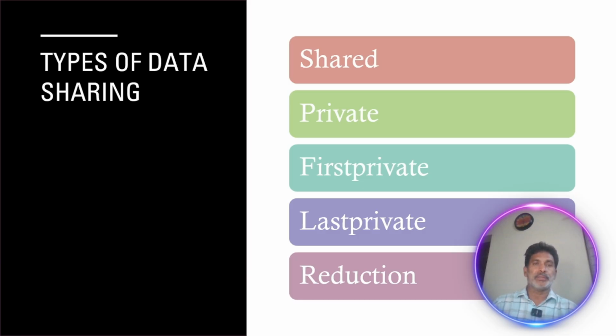The next one is reduction. This is used for operations like sum, product, max, and min. Each thread works on a local copy and the results are combined at the end. This is mainly efficient for aggregation operations. So these data environment types help control how variables behave across threads, ensuring safe data handling, correctness, and improved performance in parallel programs.